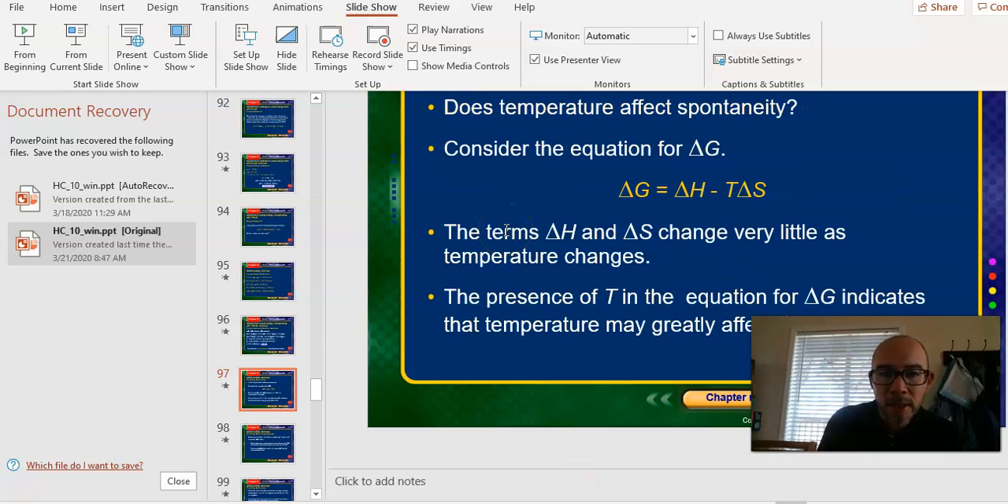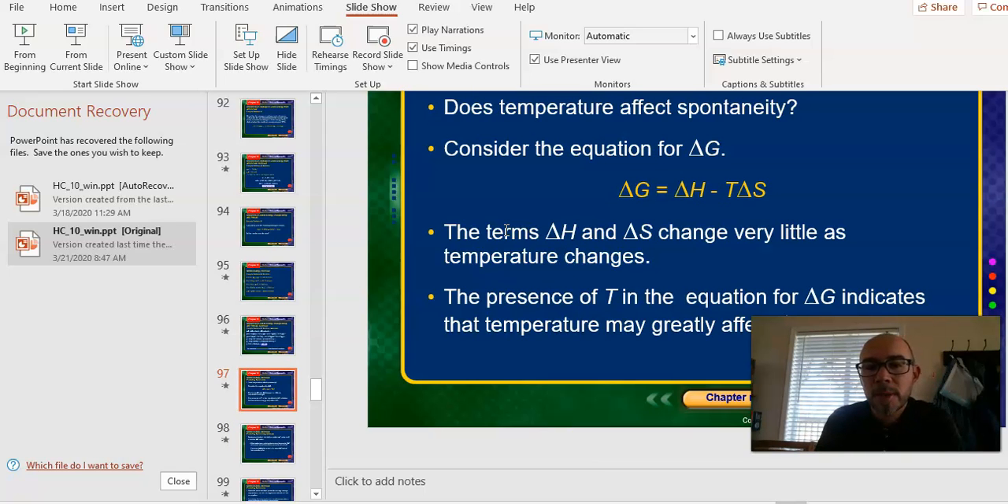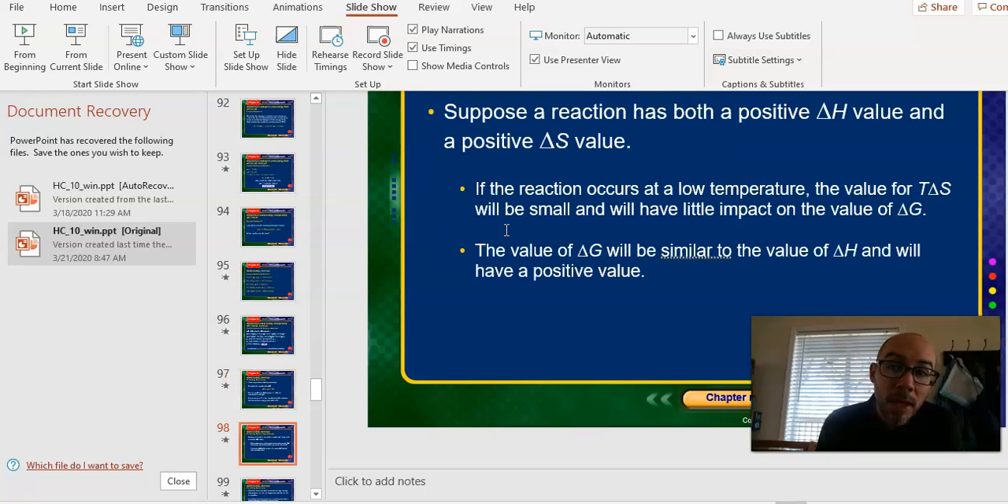Let's see if we got that in here with thermodynamics. Let me back up. There's our equation again. The terms delta H and delta S change very little as temperature changes. The presence of temperature in the equation indicates that temperature may greatly affect the change in Gibbs, and by consequence, spontaneity. Suppose a reaction has both a positive delta H and a positive delta S, which is one of the cases that we already looked at.